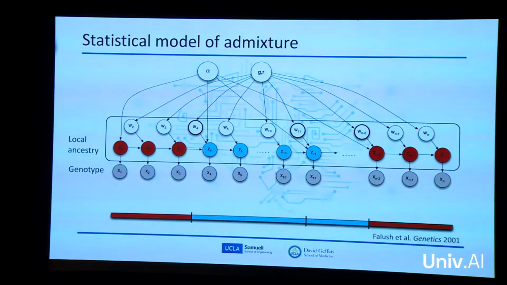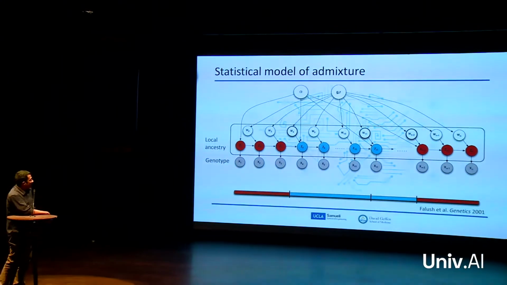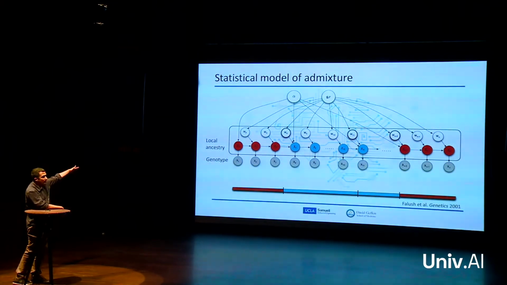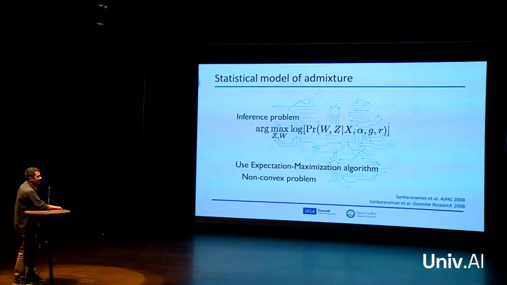So actually, we don't get to see any of the W's or Z's. They're hidden. That's what we care about. We only see the X's, the genotypes, and the problem is we want to infer W and Z given the X's. So that's the inference problem.